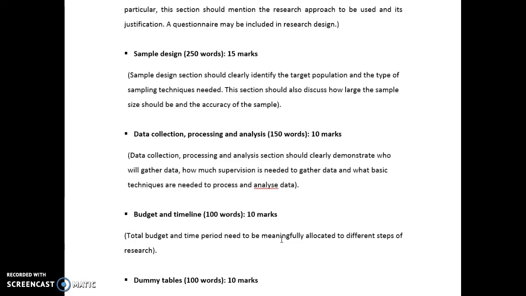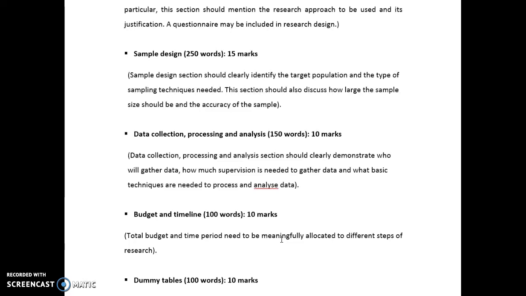And then budget and timeline. Budget and timeline is a section that you should write down. You should write down an arbitrary budget and an arbitrary timeline. But I would like you to come up with a reasonable budget and allocate both budget and time to each stage of research. For example, how much time you need for data collection, how much time and budget you need for report preparation, and so on.